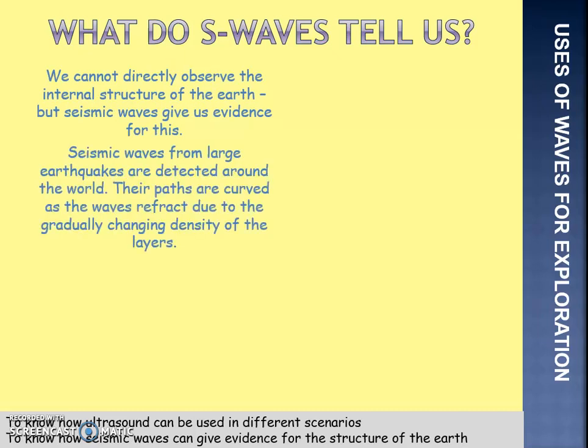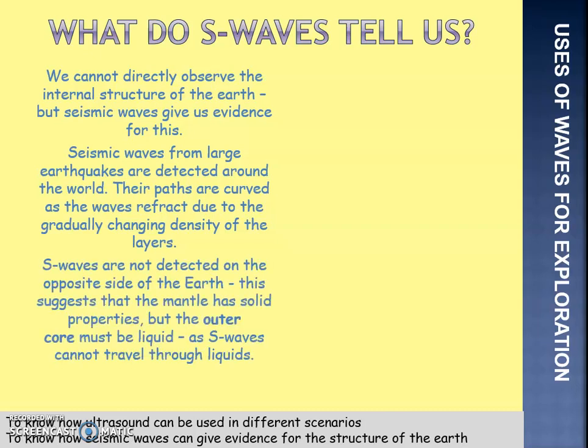Seismic waves from large earthquakes are detected around the world, and their paths are curved because the waves refract due to the gradually changing density of the layers. S waves are not detected on the opposite side of the Earth. Now we know S waves can't travel through liquid, so this suggests the mantle has solid properties, but the outer core must be a liquid because S waves can't travel through it.